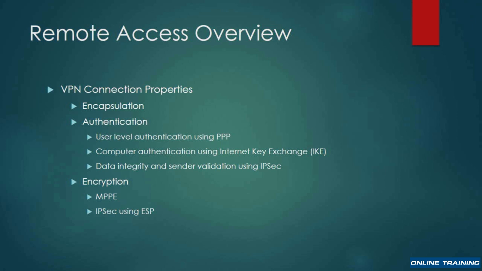Encryption, same thing. Microsoft point-to-point encryption is used if you're using PPTP as your VPN protocol. But then if you're using something else, L2TP or IPsec, then there's going to be different types of encryption. So those are just the properties of the VPN. They are choices that you make, but in the vast number of cases, it's a choice on the protocol that you're going to use, which then incorporates different authentication and encryption schemes.